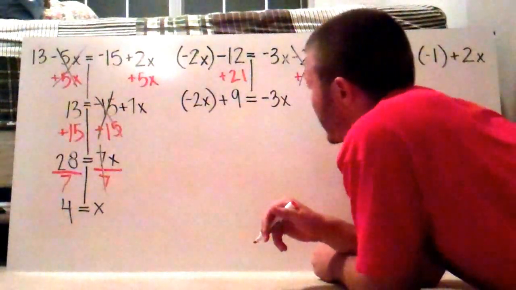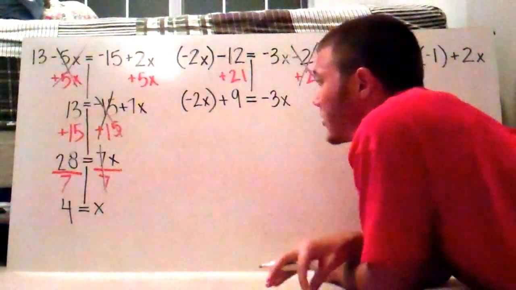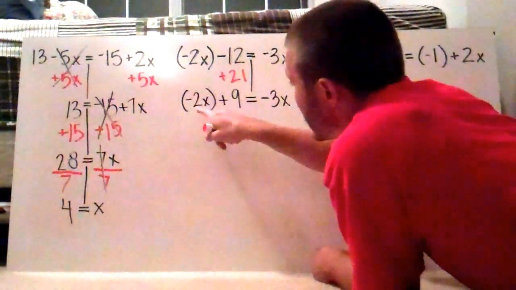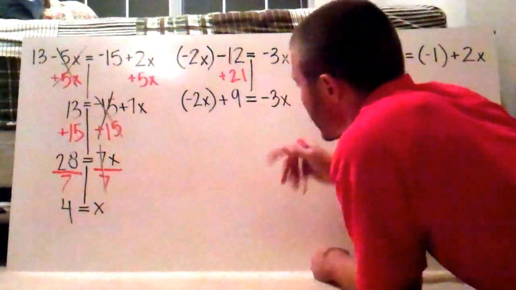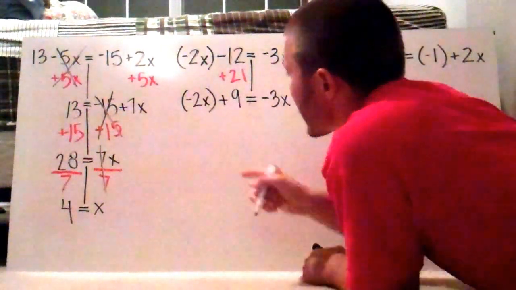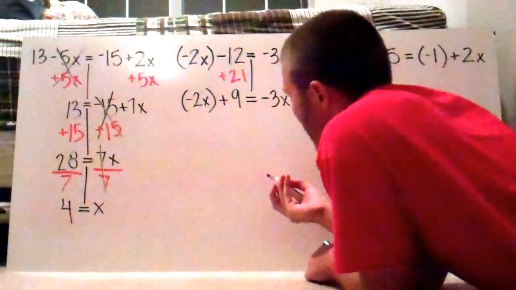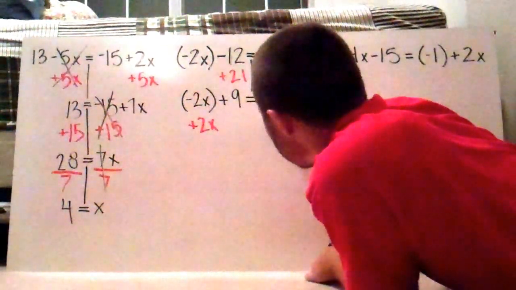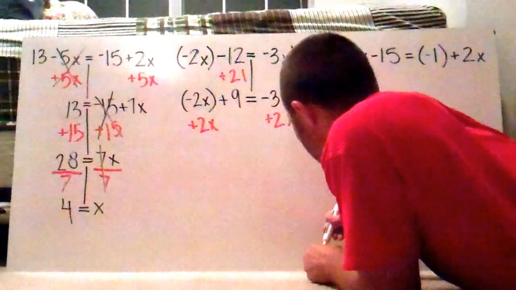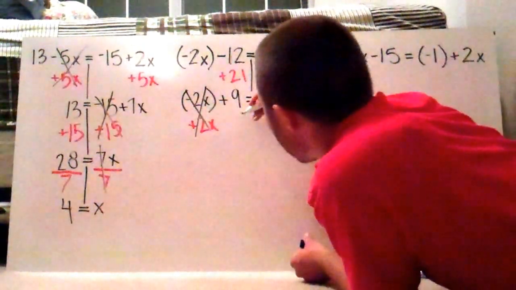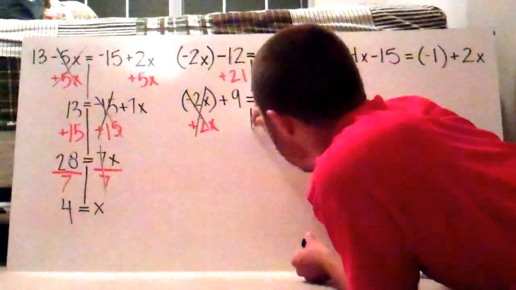Now, I have to figure out what x is. Well, before I can do that, I have to move this term with the x in it over to the other side so that I've got the variables on one side and the integer on the other. Well, the opposite of negative 2x or minus 2x is going to be plus 2x. So I'm going to do that on both sides. Okay? These are going to cancel. All I have left is this positive 9.